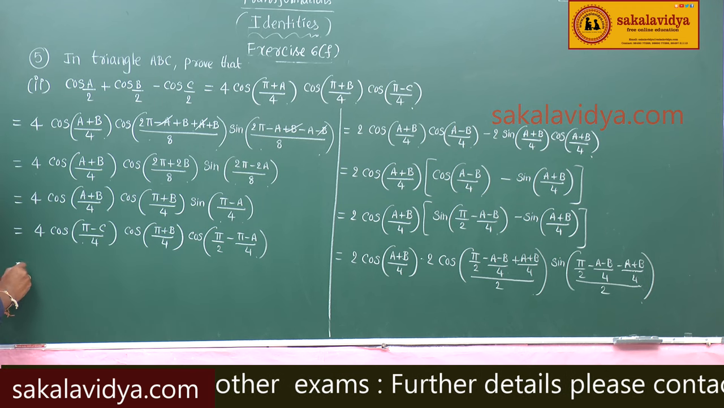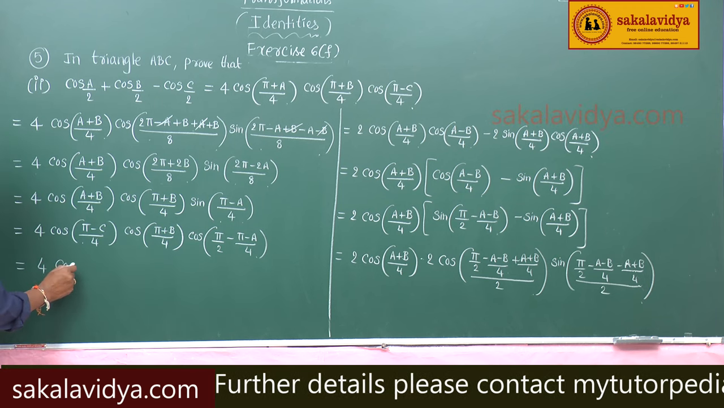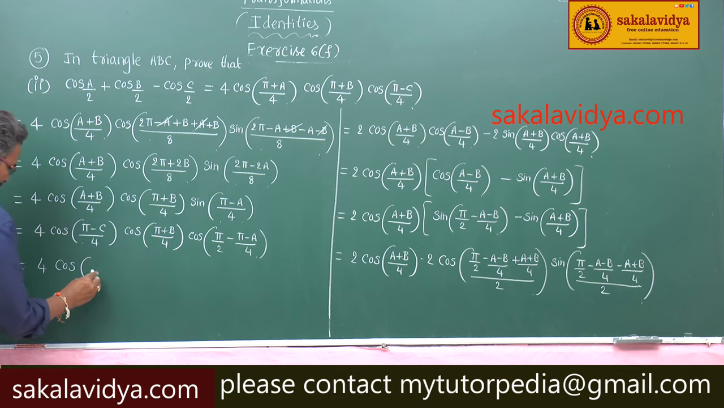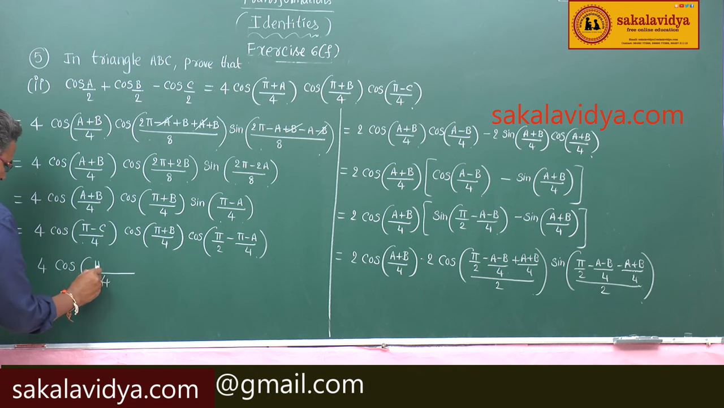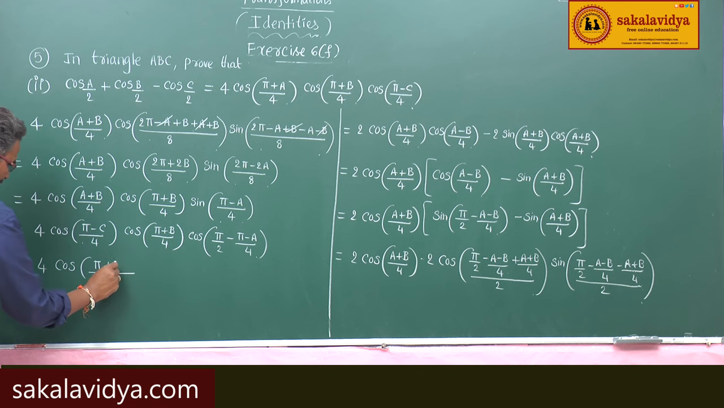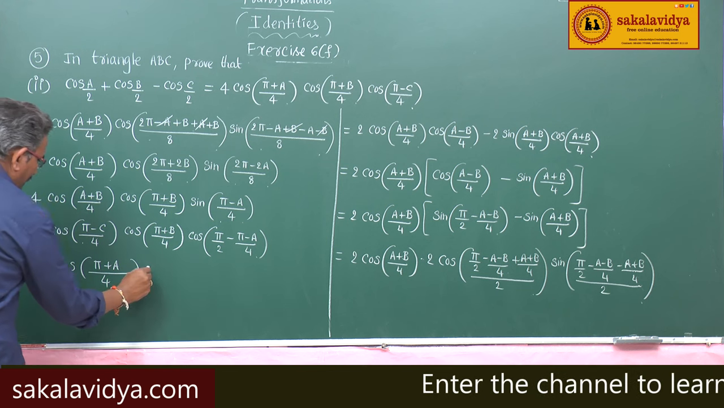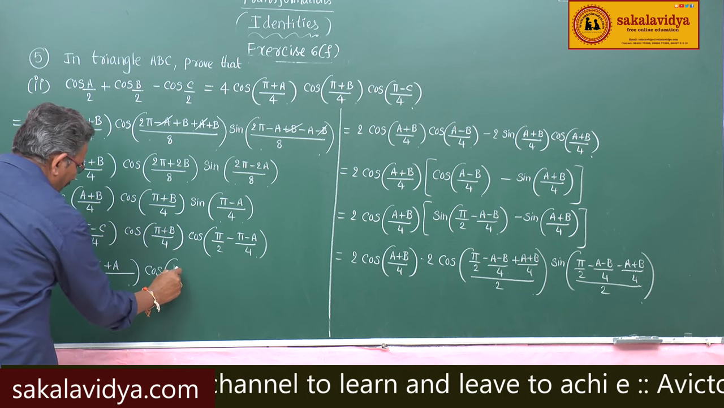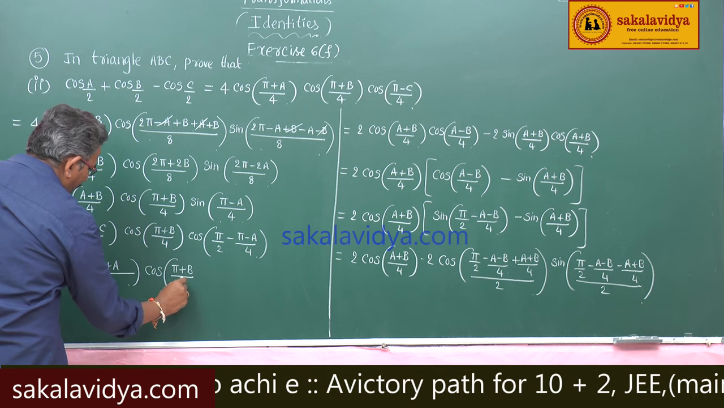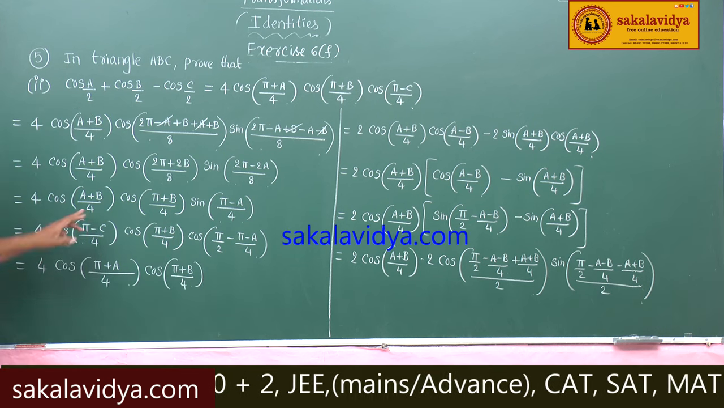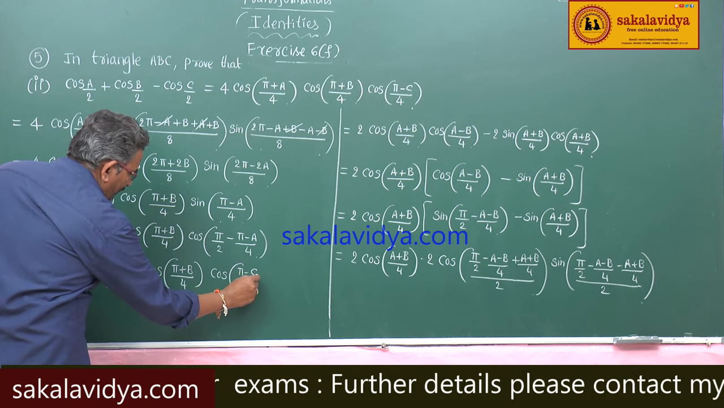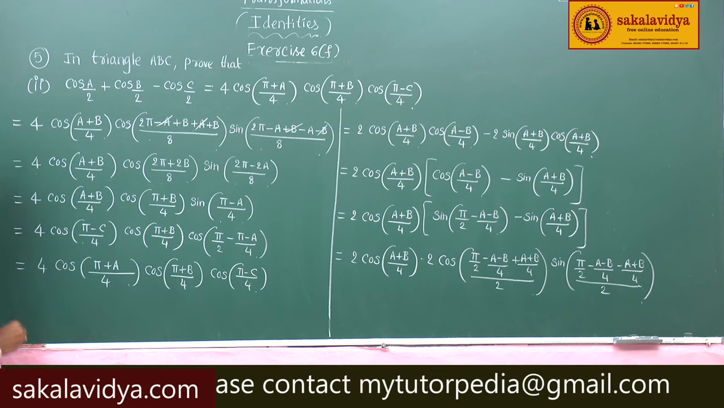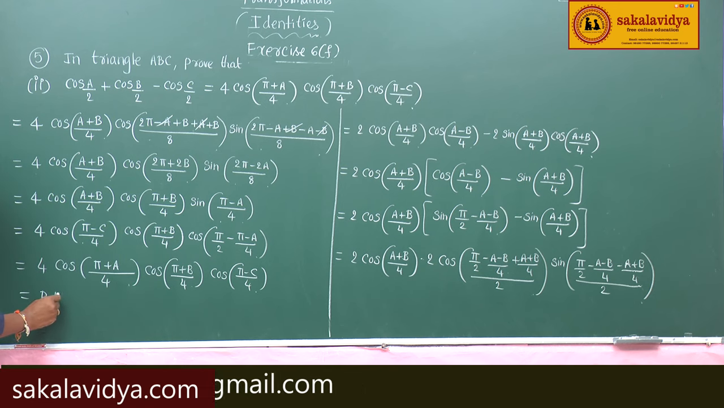So this we can write 4 into cos of, first this one, 4 is the LCM, 2π − π, π minus into minus plus A. See first one. Next cos of (π+B)/4 and this one cos of (π−C)/4. So this equals RHS.